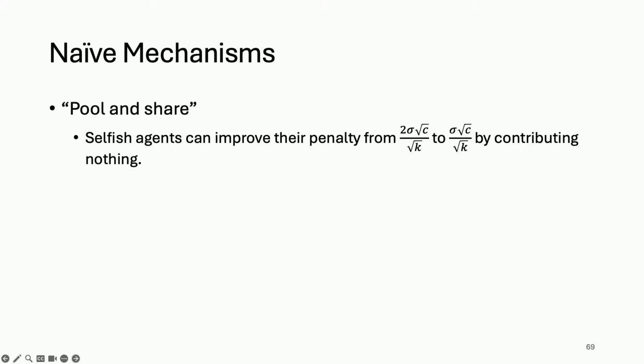So if we don't want to do any design, and we just ask agents to contribute data, and we pool the data and share all the data we collected with everyone, then selfish agents can improve their penalty. They can reduce their penalty by half by contributing nothing, because when the number of agents is large, one agent not sharing the data doesn't change the estimation error a lot, but they can just reduce their data sharing cost to 0.